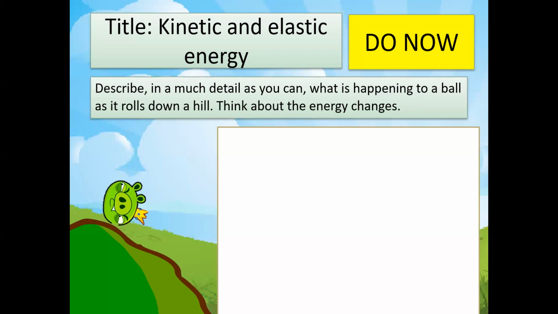So on your screen, we need to describe in detail what you're seeing happening to the ball. What do you think is happening to the ball? Think about the energy changes, okay? So we can say that the ball is rolling down the hill, and as it rolls down the hill, the energy stored, which is the gravitational potential energy, is changed into kinetic energy. That doesn't mean that there's no gravitational potential energy, but as it falls down, it speeds up, and as the speed increases, the gravitational potential energy decreases as the kinetic energy increases, okay?